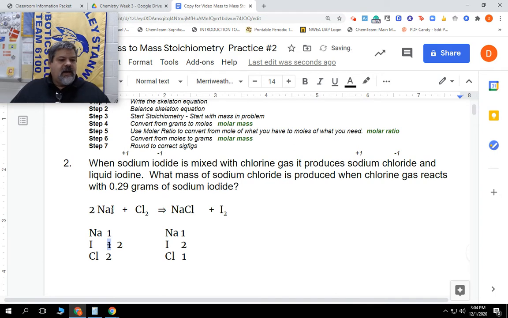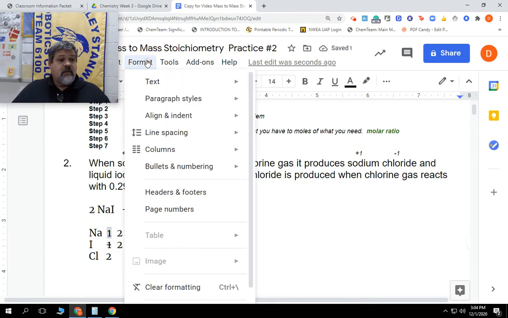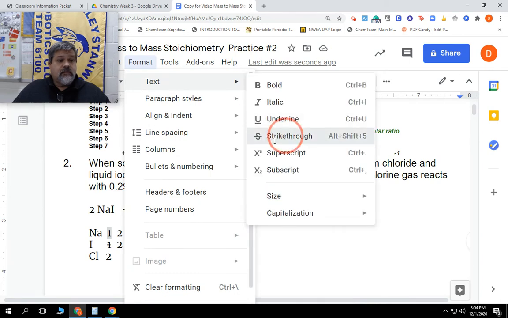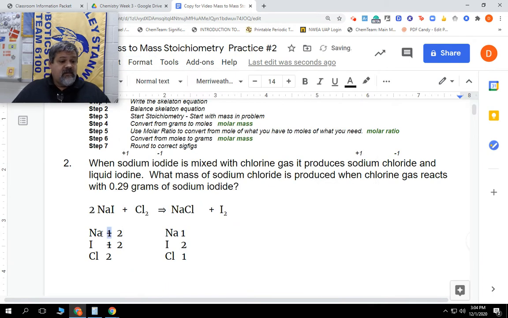Okay, but since I changed the iodine to 2, since I put a 2 here, and I can only change the coefficients, I can't change the subscripts. I have 2 sodiums also, so we're going to put a 2 there, and we're going to cross that out. Now that affected my sodium, so now I have 1 sodium on this side. I need 2, so all I can do is put a 2 right there. So now I have 2 sodiums there, and we'll get rid of this.